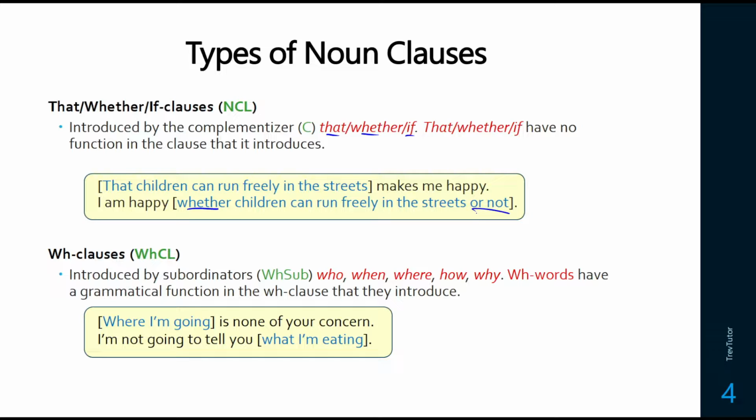So where I'm going is none of your concern. I'm not going to tell you what I'm eating. So we can see here where I'm going is a subject in this case, and it's a clause. I am going, it's a full statement, but it's being introduced by this subordinator where. So this would be an example of a WH clause acting as a subject. So these are the two types of noun clauses that we're going to investigate in more detail in this section, and then that'll be the entire course. You've understood English grammar.